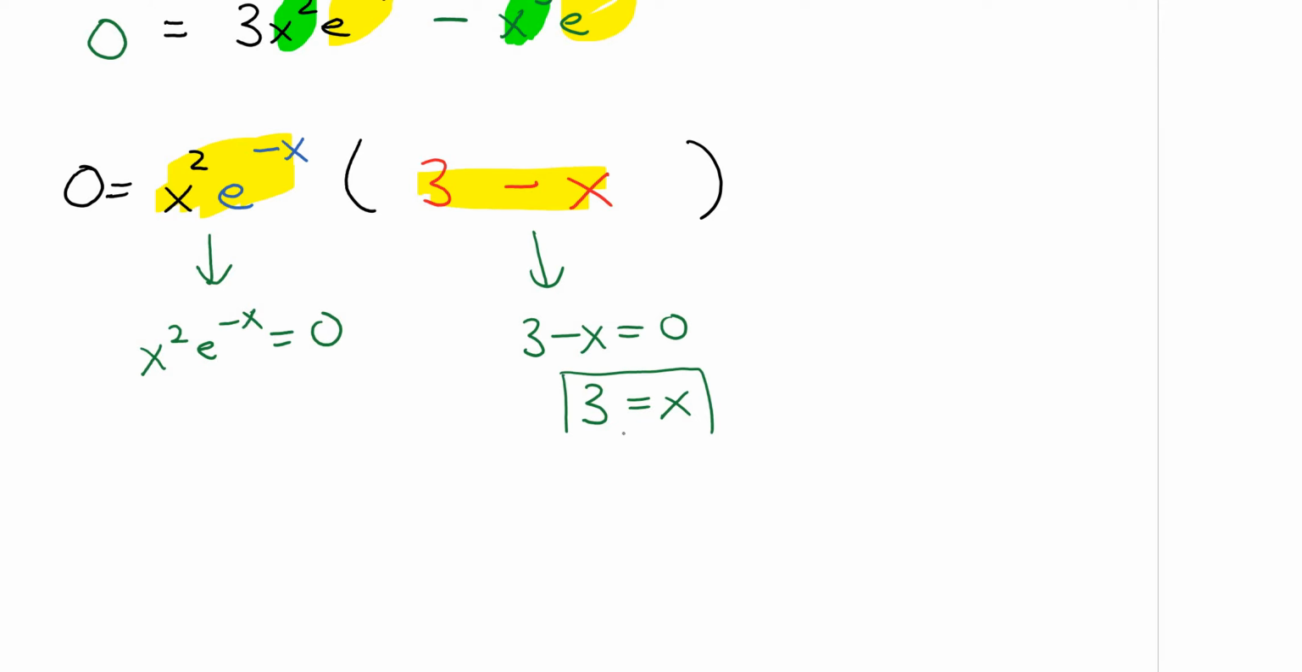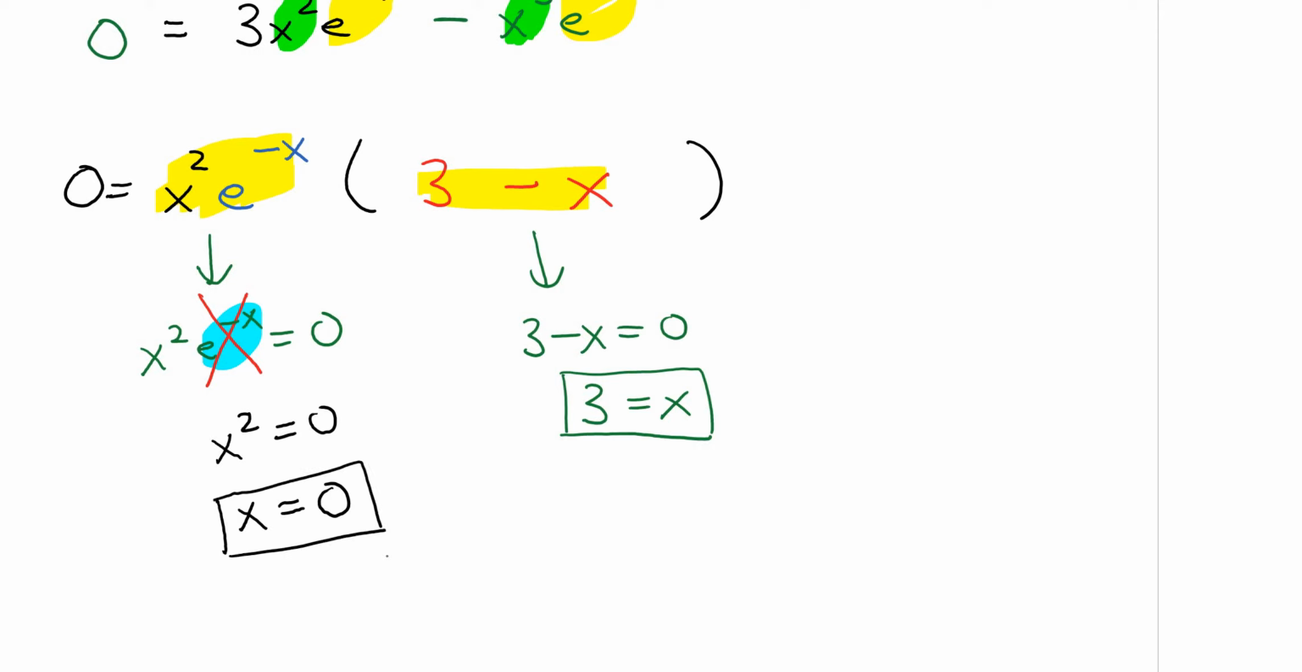That's one of my critical numbers. And for the next one here, you have to remember that exponential functions never have an x-intercept unless you have a transformation there. In this case, there is no transformation. So this exponential function does not have an x-intercept. So I can just skip to x squared equals 0, and that gives me a result of x equals 0. So those are my critical numbers right there.